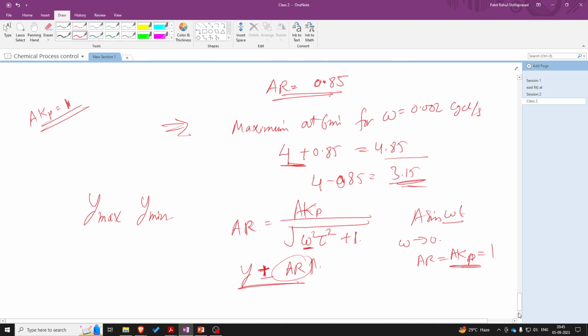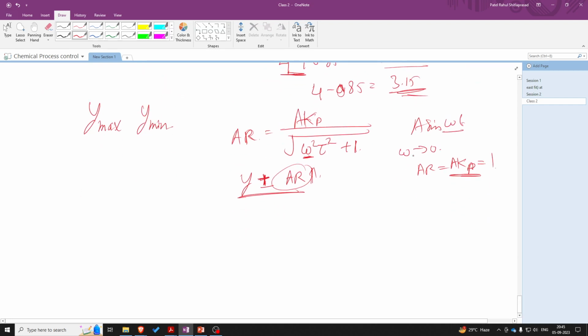That is, the maximum possible perturbation in the given system will be corresponding to omega equal to 0 and it will be 4 plus or minus 1. That is, at omega equal to 0, we can say that we are having the maximum possible perturbations of plus or minus 1.